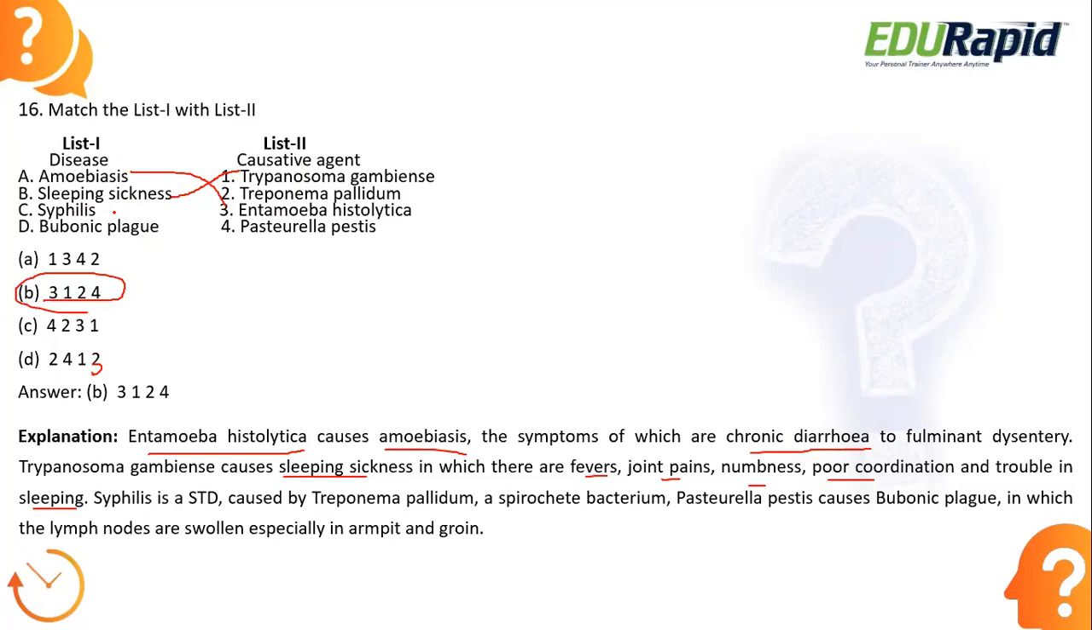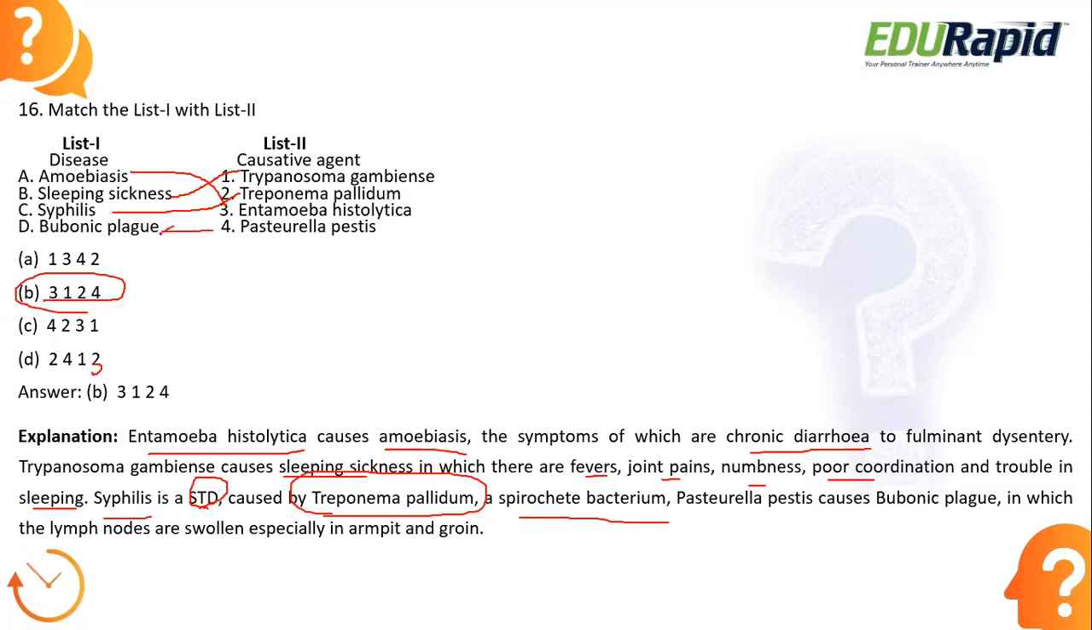Syphilis is caused by Trypanosoma pallidum. It is an STD, that is, a sexually transmitted disease. If this enters our body, it can cause a disease called syphilis. It is a spirochete bacterium, spiral shaped. The last one we have here is Pasteurella pestis.